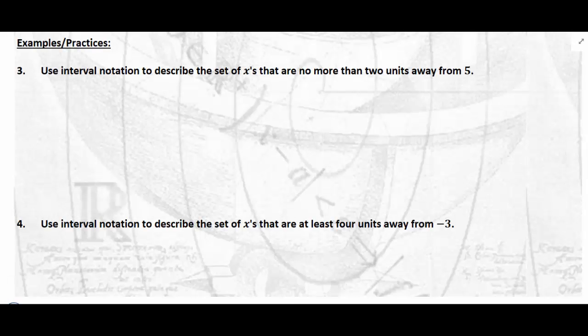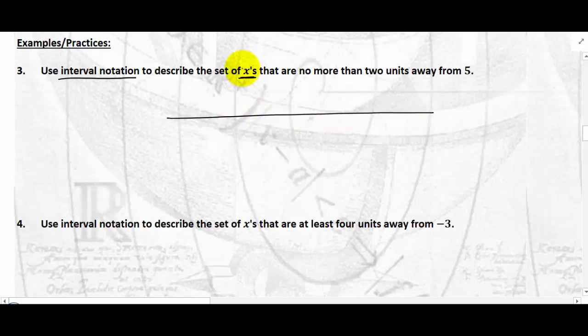In this example, I have to use interval notation to describe the set of points with coordinate x, the set of x's, that are no more than 2 units away from 5. So let's do a quick drawing, and it's going to be very, very simple. So I'm looking for the x's that are no more than 2 units away from 5. So suppose 5 is right here.